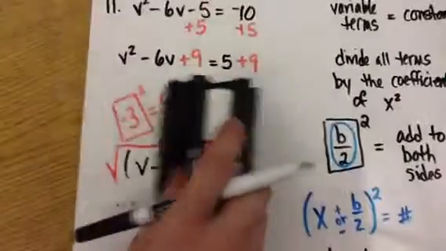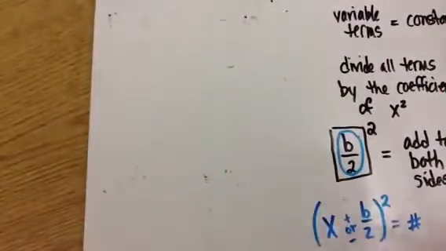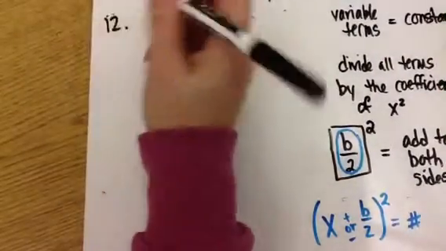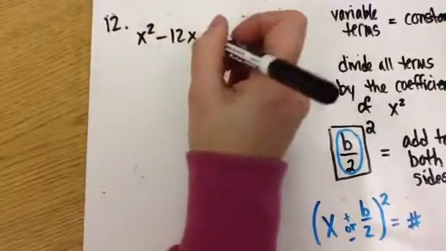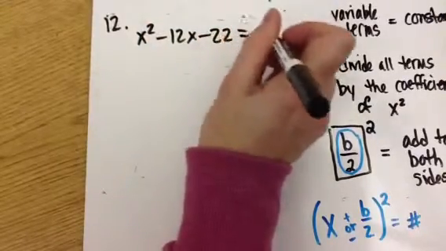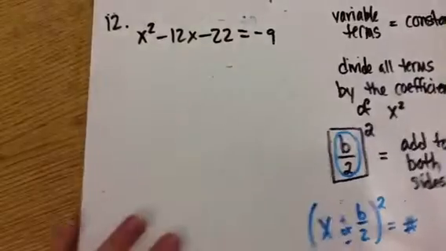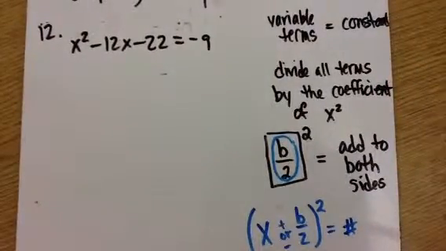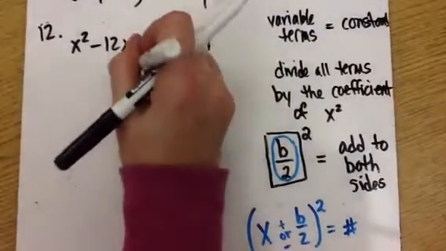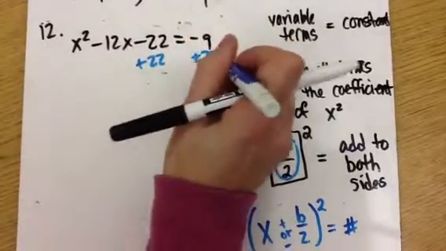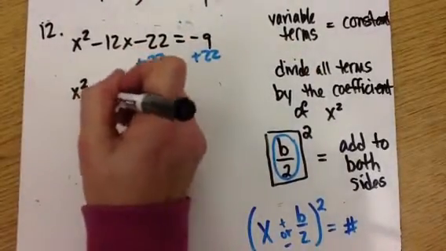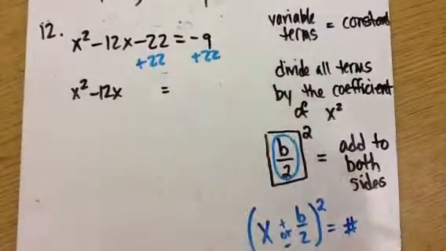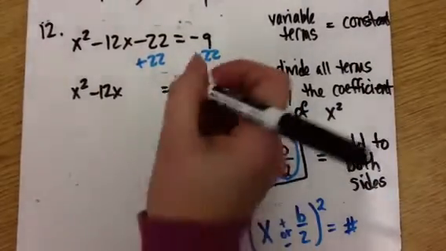We have one more to look at for completing the square. Number 12 is x squared minus 12x minus 22 equals negative 9. Okay. So you know the drill. First we're going to add the 22 over to the other side. So now we have x squared minus 12x equals 13.